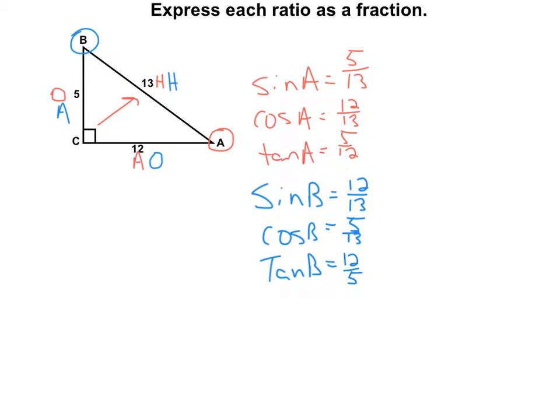And you can kind of see how these are related. The sine of B and the cosine of A are the same. The cosine of B and the sine of A are the same. And then the tangents are reciprocals of each other.